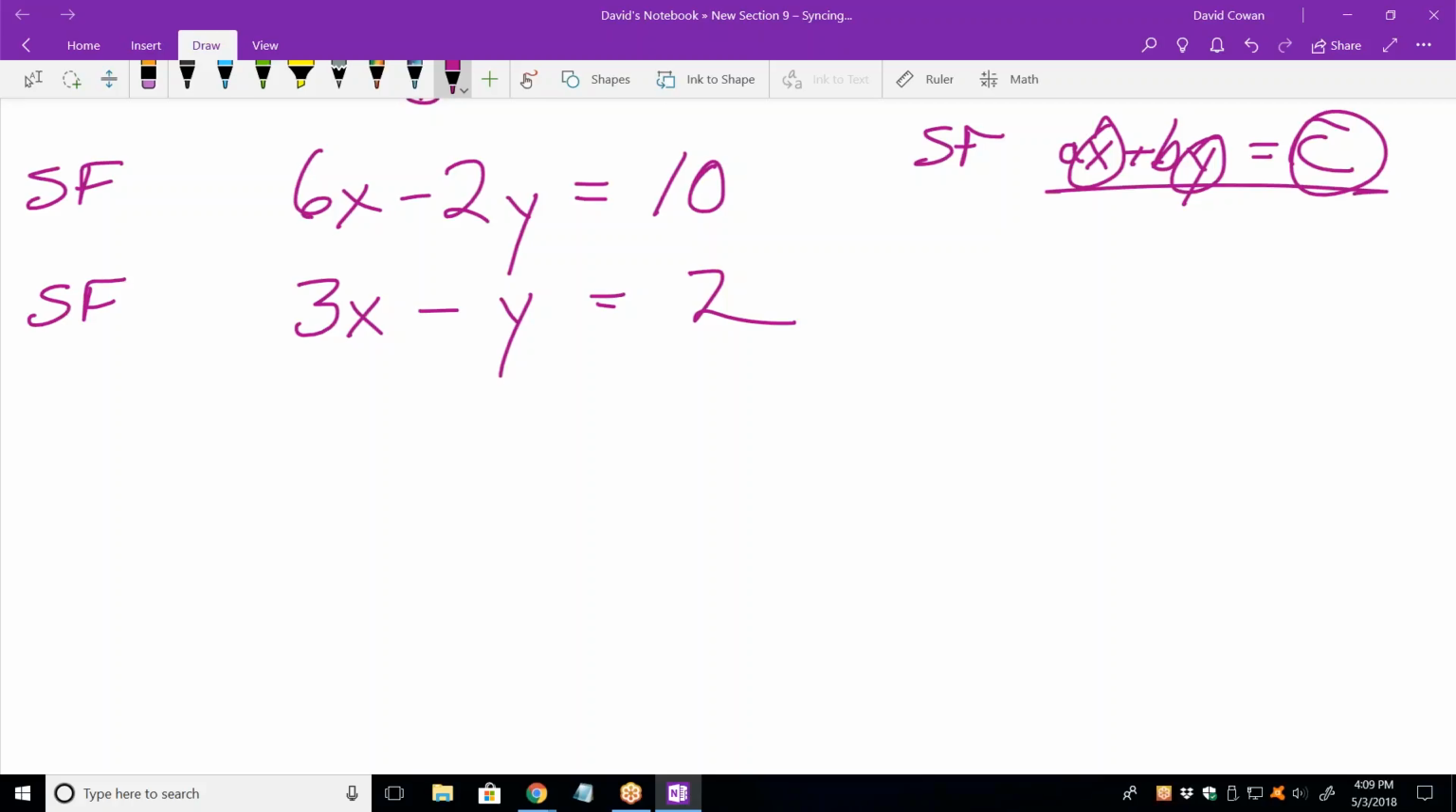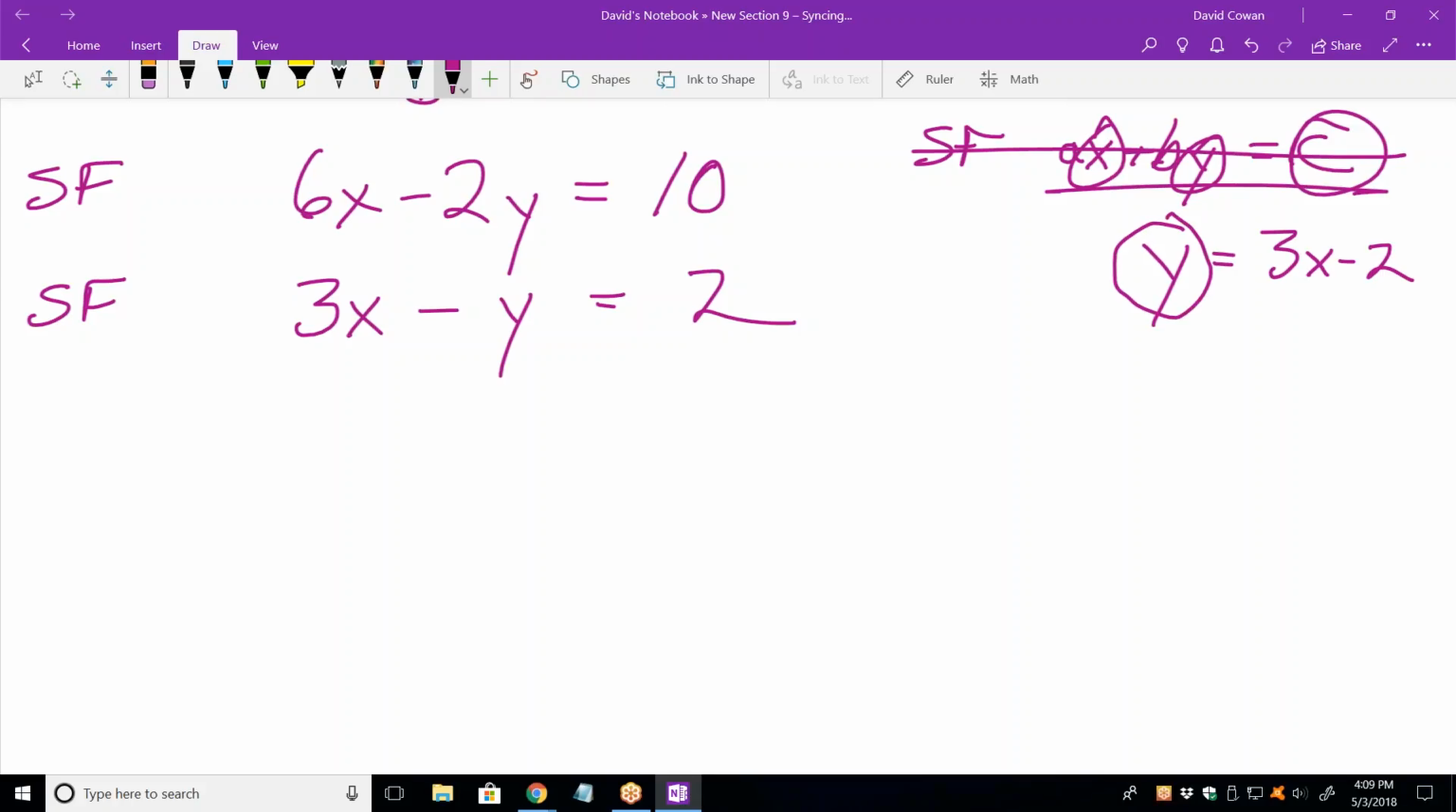Where you use substitution would be if one of the equations is not in standard format. In other words, if the second equation said this, well, that's not standard format. That's fully defined for y.